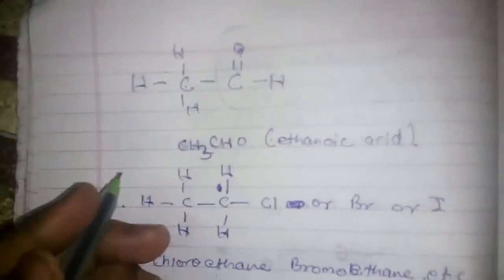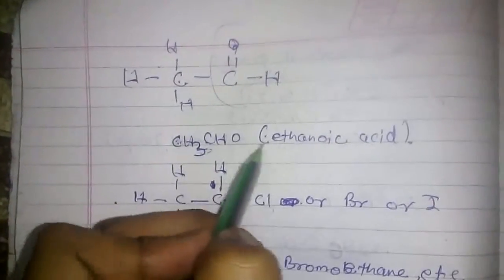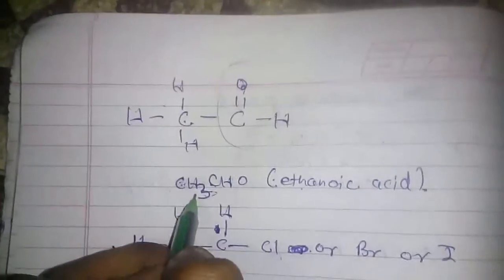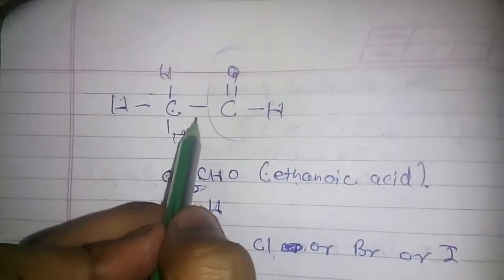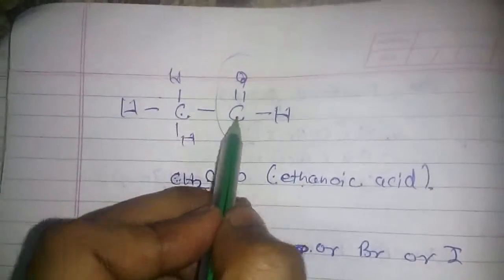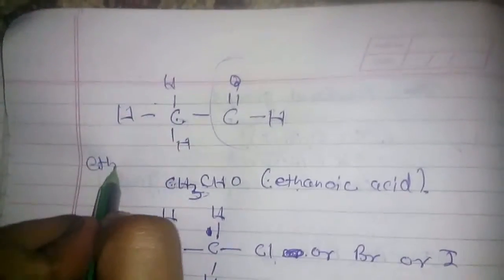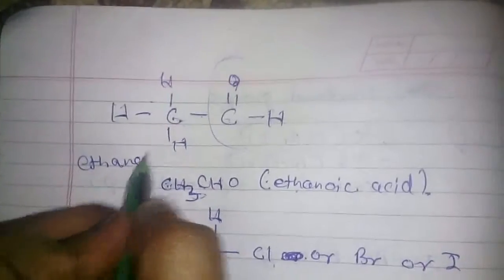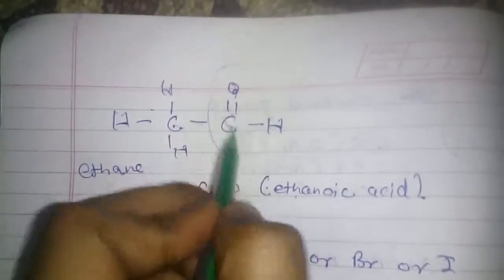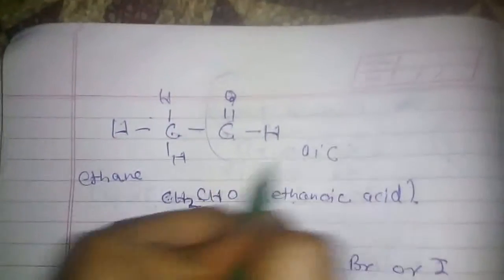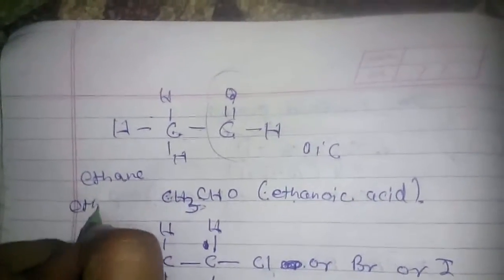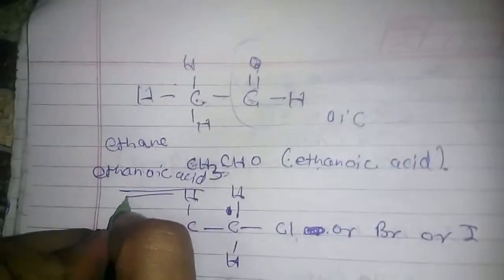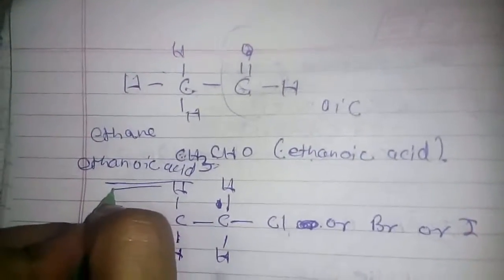Now let us talk about the presence of the CHO group, which is C double bond O with H. For the same compound, we can name it like this: presence of 2 carbons is ETH, single bond is ANE, but the presence of the CHO group we denote by OIC. So this will become ethanoic acid. Similarly for other compounds, propanoic acid, butanoic acid, etc.